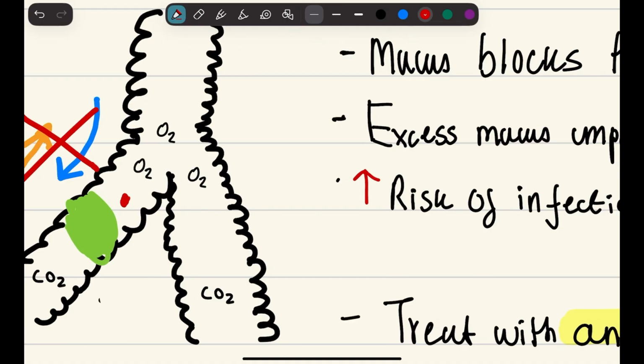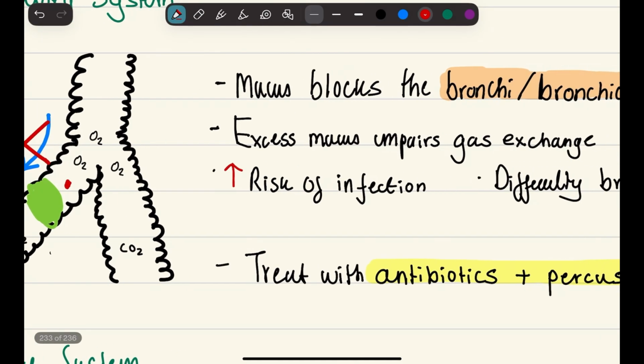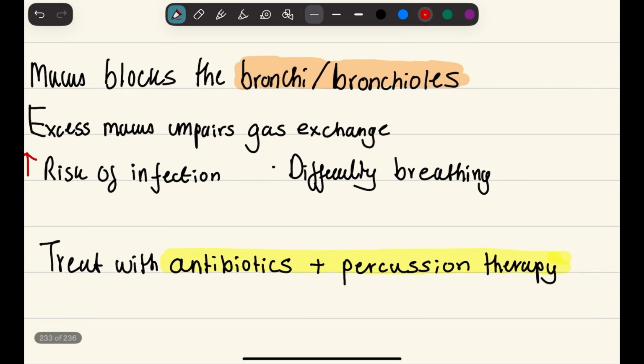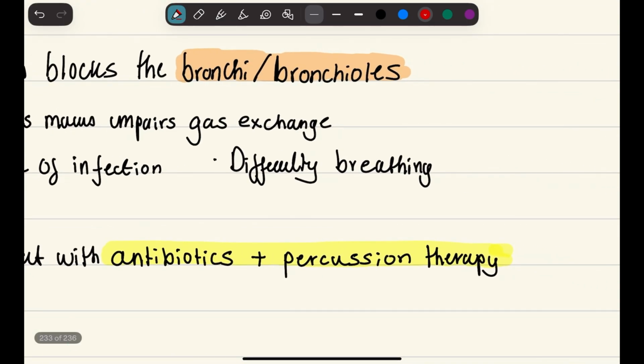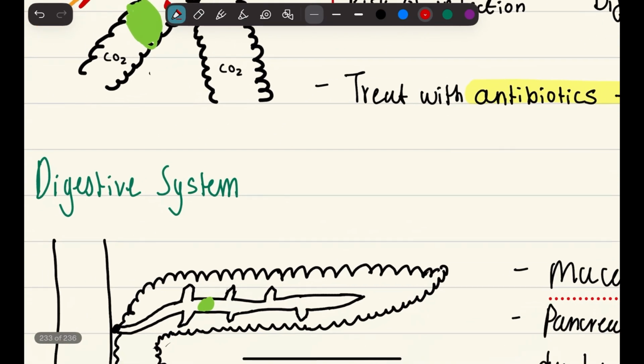Not great. Yeah. Respiratory symptoms of cystic fibrosis are normally treated with some antibiotics, to get rid of infection, and also percussion therapy. So this is like maybe a pat on the back, yeah, to kind of clear that mucus. So that is what we're mainly going to do to treat cystic fibrosis and respiratory symptoms.